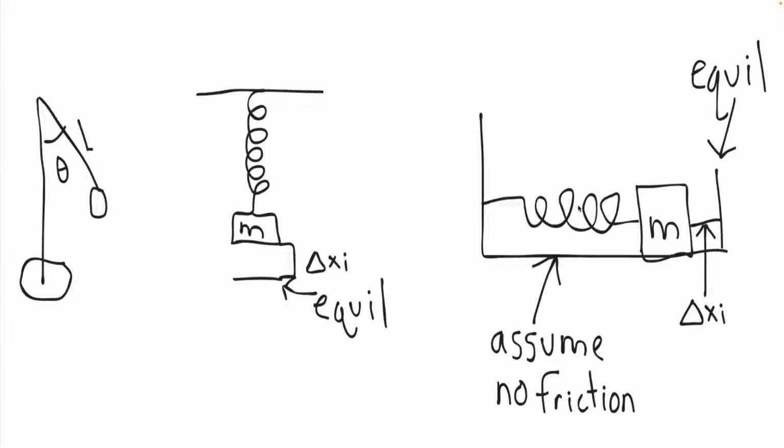This last system is a horizontal spring system. So we're assuming no friction, but there technically can be friction. You'll have to account for that. And let's say the equilibrium position is at the end here, but this system's also been compressed by this change in x_i value. So it will go through simple harmonic motion.